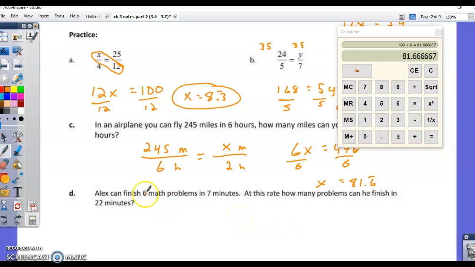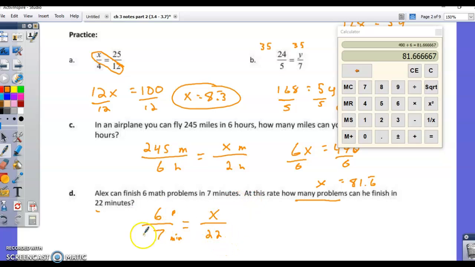All right, so for example D, it says Alex can finish 6 math problems in 7 minutes. At this rate, how many problems can he finish in 22 minutes? So again, if we put our math problems on top and our minutes on the bottom, so 6 math problems in 7 minutes, set that equal to, and we're looking for how many problems, so I'll put a little p here, so we have a p for problems and minutes, so you can see where the actual units are. So we're looking for how many problems, that's our unknown, so we can use that as x. Can he finish in 22 minutes? So that would go on the bottom there.